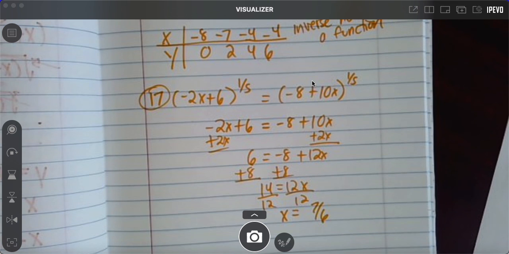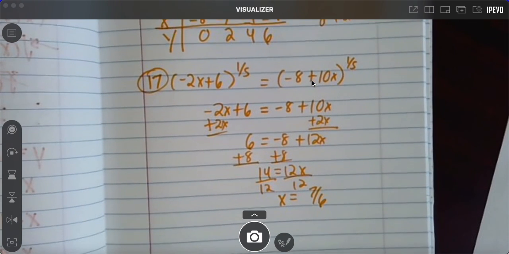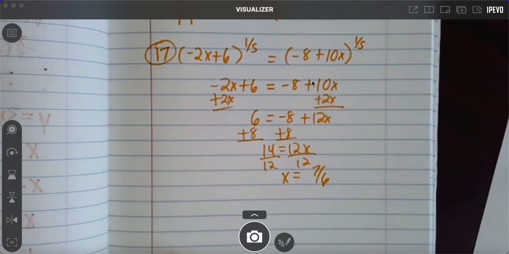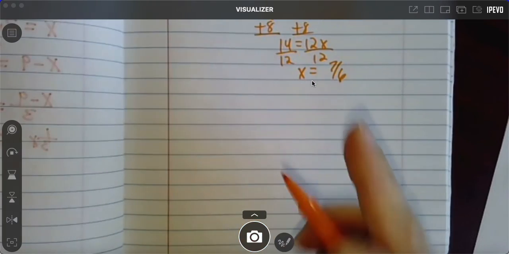So, number 20. Are we ready for number 20? Yes, ma'am. Everybody got number 17? It's just kind of like algebra. Algebra 1, I mean. All right, number 20.